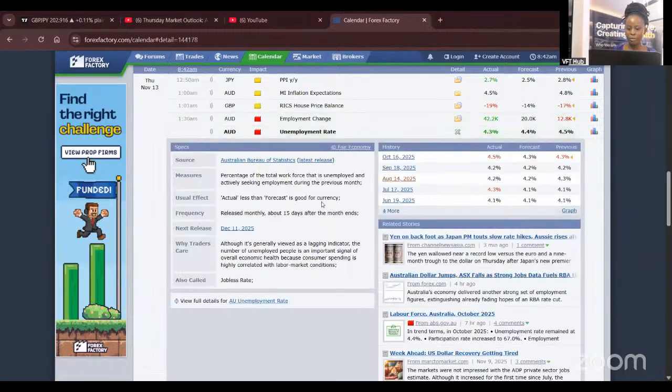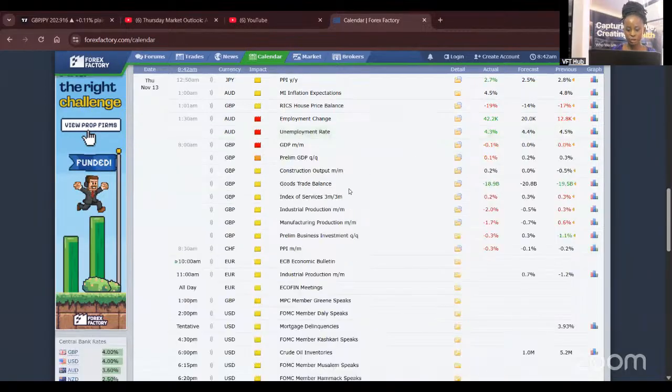And then for unemployment rates, actual less than forecast is good for the currency. What was forecasted was 4.4%. What came out was 4.3%. So people who are unemployed are reduced, basically, which is also good for the currency. So we should be seeing more strength going to the Aussie, which we're already seeing on the charts as well. Already seen on the charts.